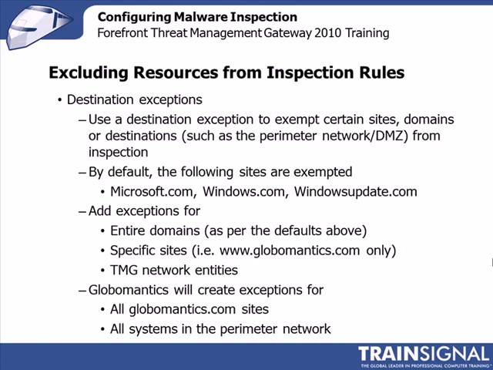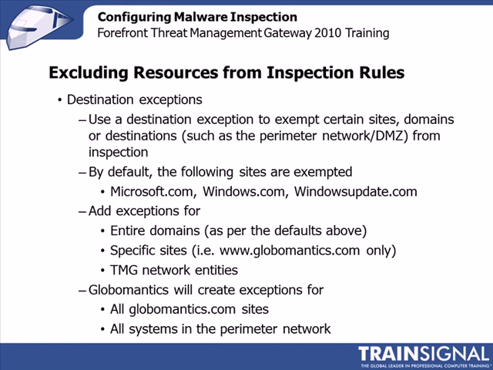So what's a destination exception? You use a destination exception to exempt certain sites, domains, or destinations, such as the perimeter network or DMZ, from inspection. So what that means is from the internal network, you can tell Threat Management Gateway that certain places that are being visited are to be exempted from malware inspection rules.